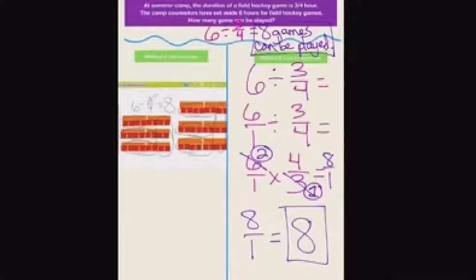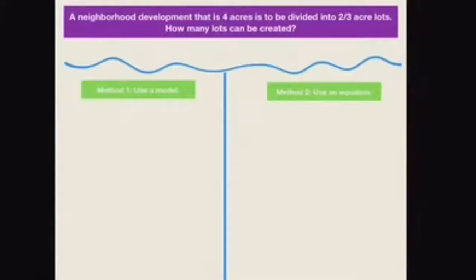All right, got just one more to try. A neighborhood development that is 4 acres is to be divided into 2/3 acre lots. How many lots can be created? So we need to do 4 divided by 2/3.